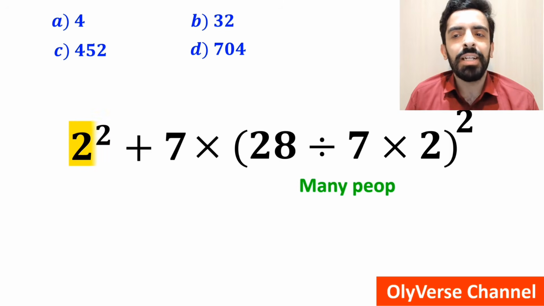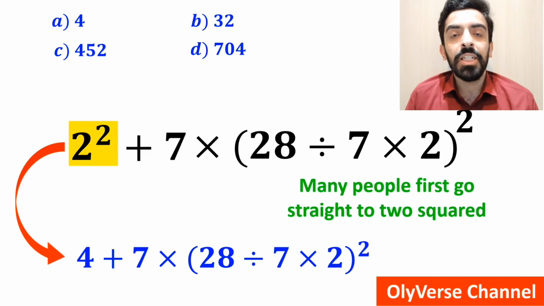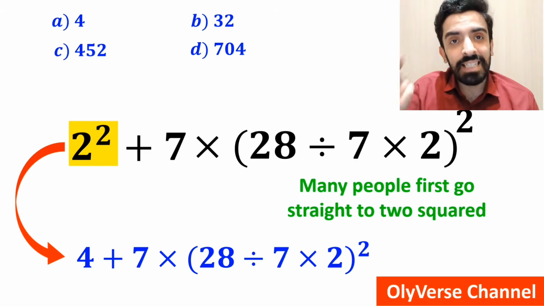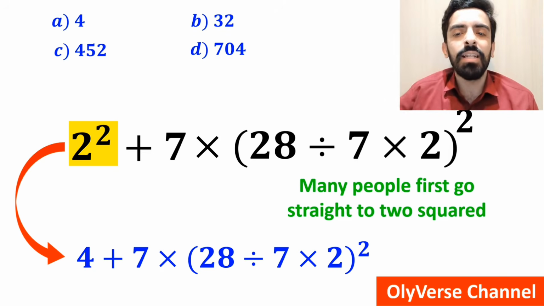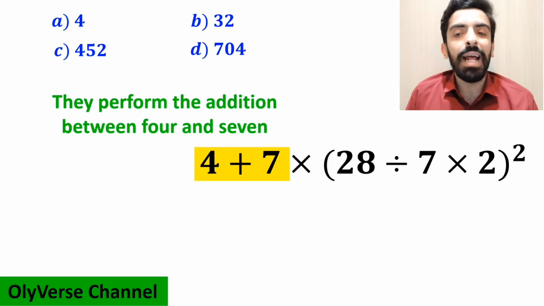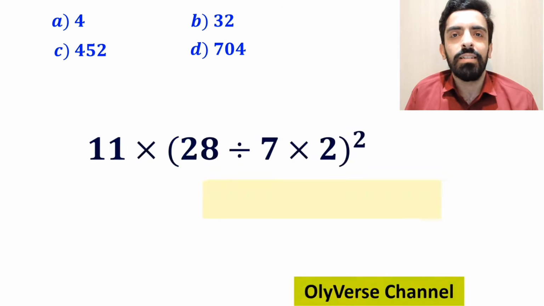To solve this question, many people first go straight to 2 squared and simplify this expression to 4 plus 7 multiplied by (28 divided by 7 times 2) all squared. In the next step, they perform the addition between 4 and 7 and write this expression as 11 multiplied by (28 divided by 7 times 2) all squared.